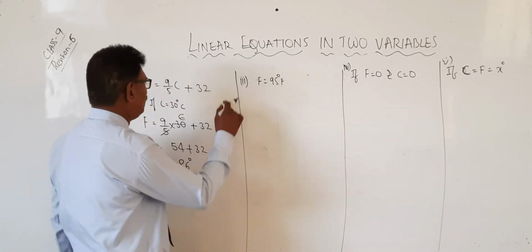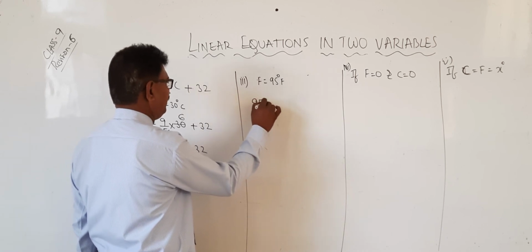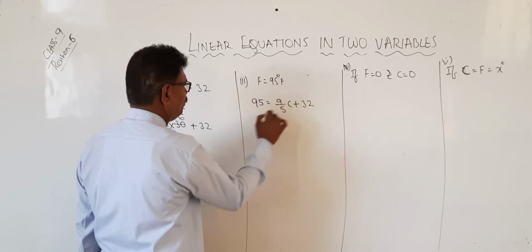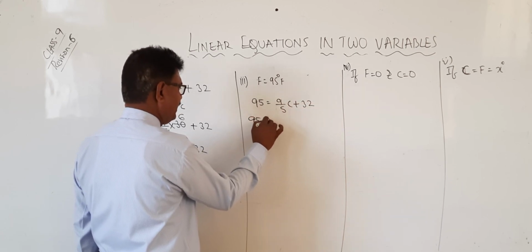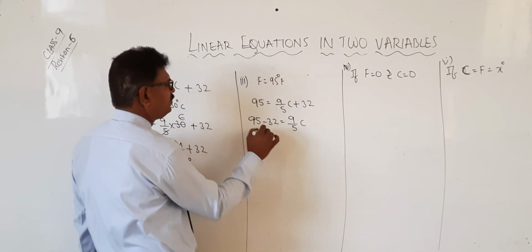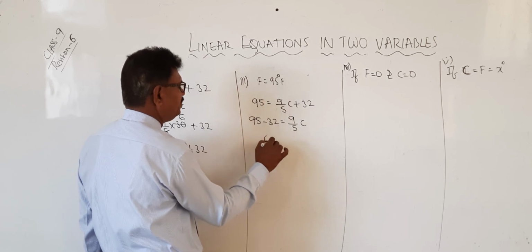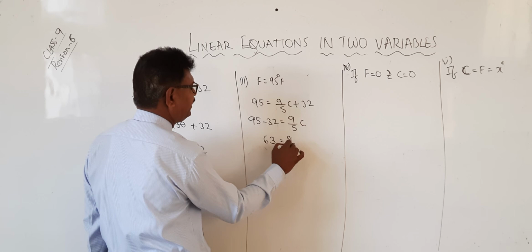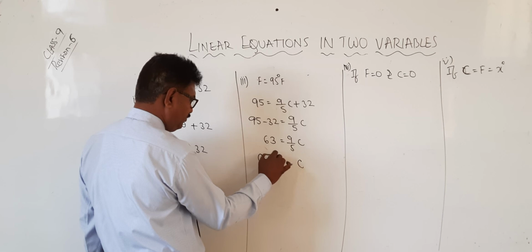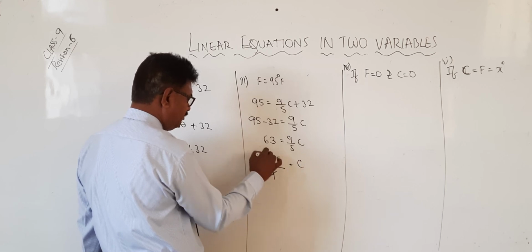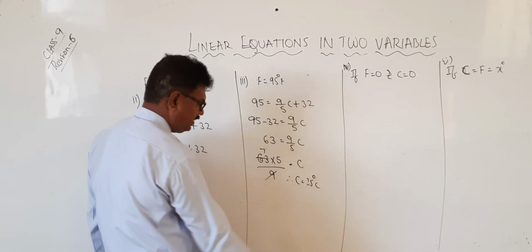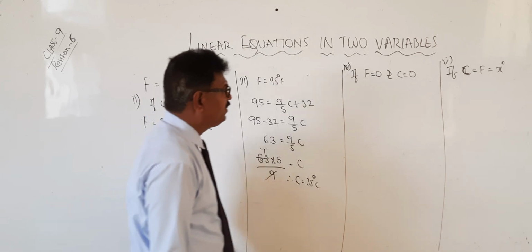Second one, if F equal to 95. So 95 equal to 9 by 5 C plus 32. 95 minus 32 equal to 9 by 5 C. So here 63 is equal to 9 by 5 C, or C equal to 63 into 5 divided by 9. Therefore C equal to 35 degrees centigrade. Okay?